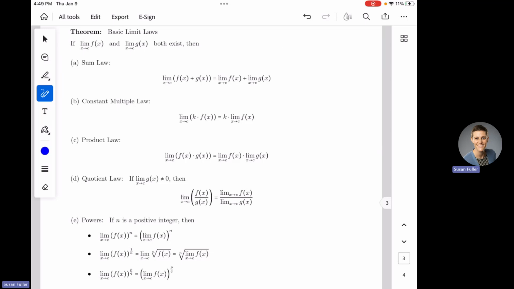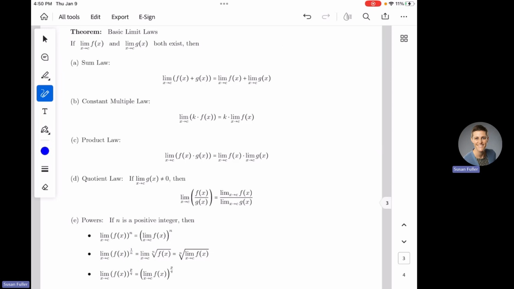Now, I'm not going to test you on these limit laws themselves as far as what they say. I'm never going to say, tell me what the limit sum law looks like. And I'm not going to make you write all of this out, right? That's not what I'm interested in here. What I am interested in is that you understand what these say and what they mean for limits.